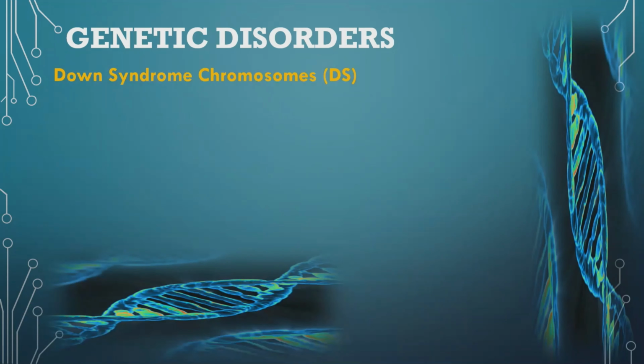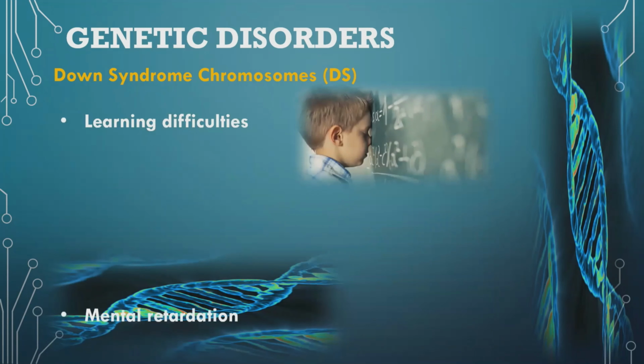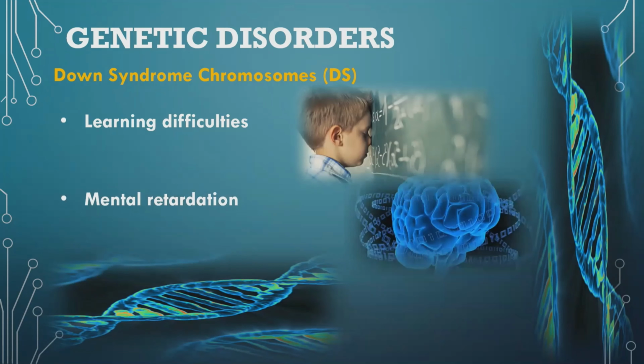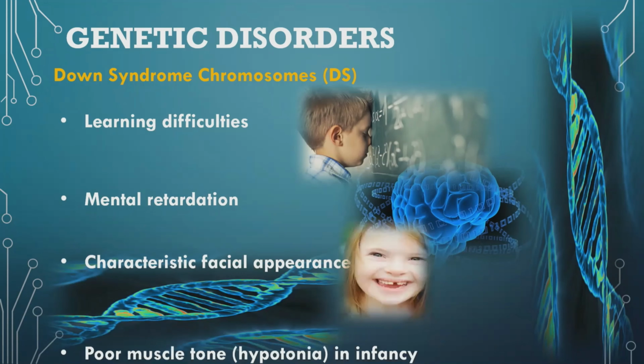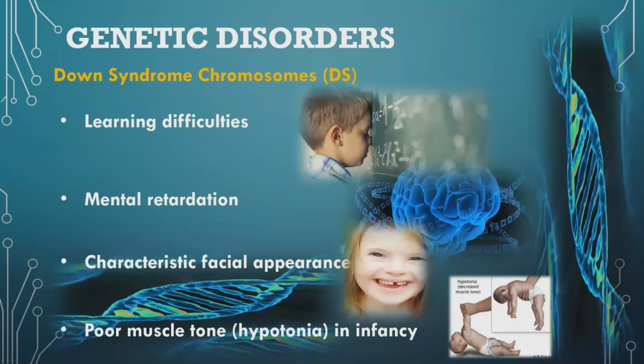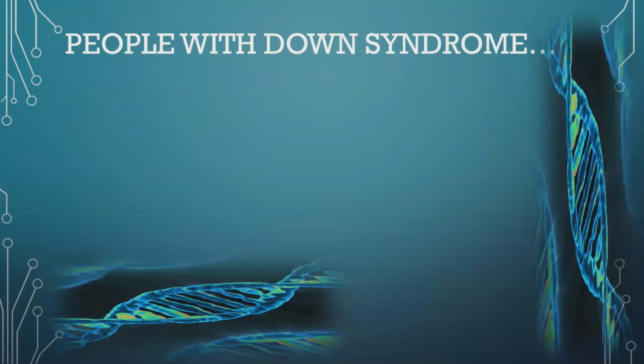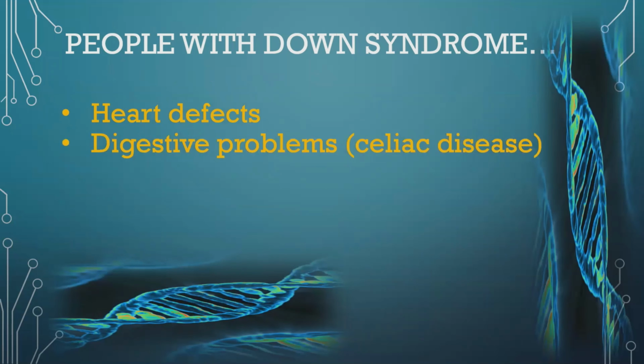People with Down syndrome have learning difficulties, mental retardation, characteristic facial appearance, and poor muscle tone or hypotonia in infancy. People with Down syndrome also have an increased risk for having heart defects, digestive problems or celiac disease, and hearing loss.